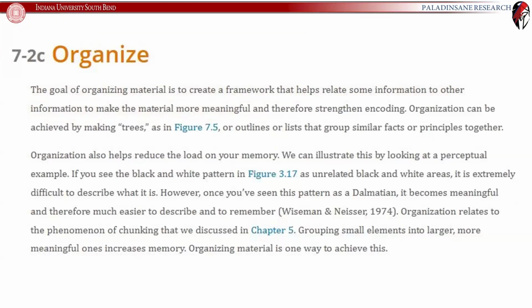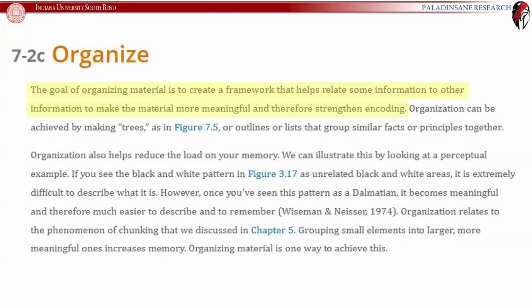Organize. This one, I'll be honest with you, I think this one's kind of automatic, and it comes out from just the way that we structure this course in general. So we group all the attention topics together. We're going to turn to perception next. We're going to group all the perception stuff together.